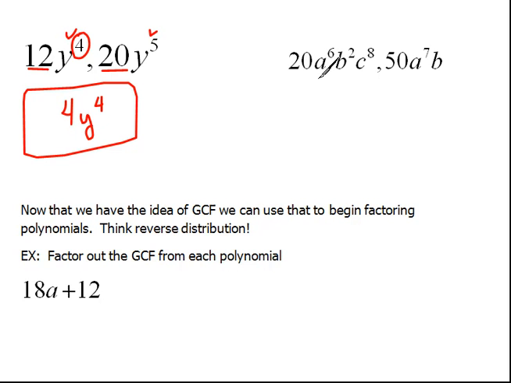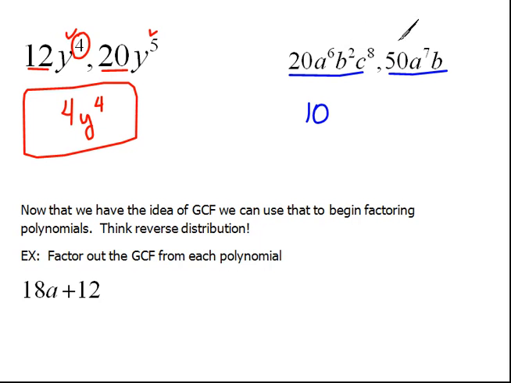Now in the next example, we have a lot more going on. We have 20a to the 6th, b squared, c to the 8th in our first term. And in our second term, we have 50a to the 7th, b. So we have numbers, a's, b's, c's, all kinds of things going on here. Let's deal with the numbers first. Between 20 and 50, we want to know what is the biggest thing that will go into both of these numbers. Well, in this case, it would be a 10. The largest thing that you can divide into both of those would be a 10. So for numbers, it would be 10.